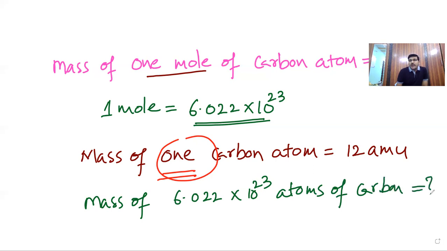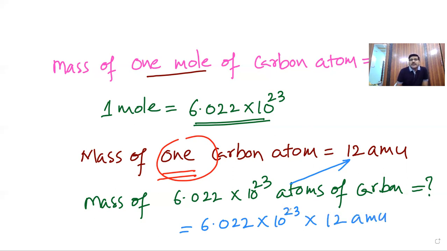is equal to how much? 1 mole. Since 1 mole consists of Avogadro number of atoms, what is the mass of 6.022 into 10 to the power of 23 atoms of carbon? Just cross multiply this. That is equal to 6.022 into 10 to the power of 23 into 12 AMU. This is the mass of 1 mole of carbon atoms. Now let us simplify further.